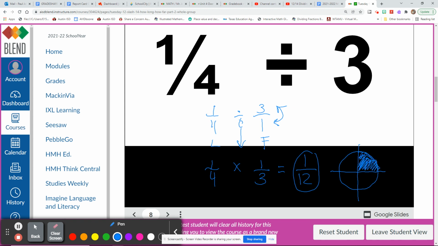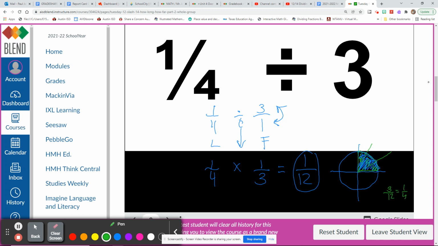So essentially what we just did is we took 1/4, this shaded part, and then we cut that shaded part into 3 equal pieces. Each one of those pieces is 1/12, because basically what we're looking at is 3/12, which is equal to 1/4. So each piece is 1/12. That's why 1/4 divided into 3 equal pieces will give you a 1/12 sized piece.